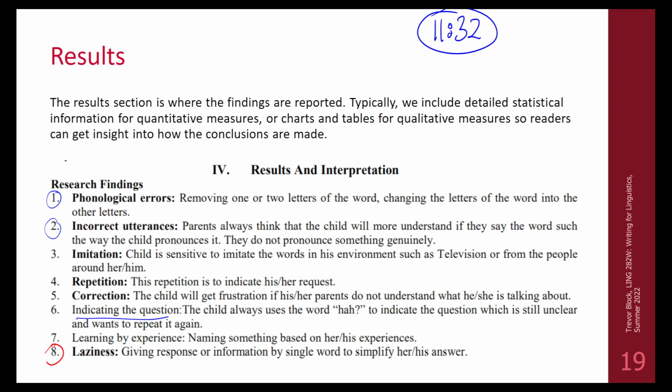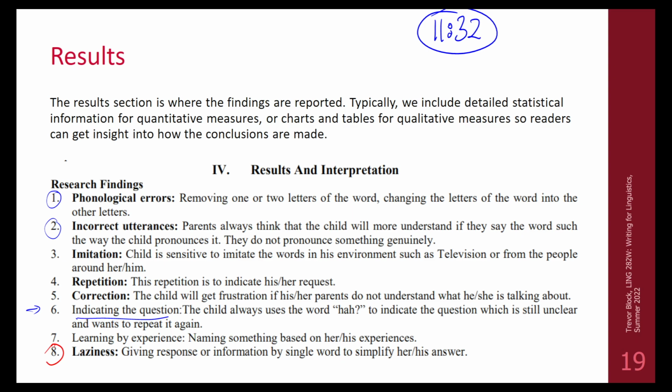There's some other things here, indicating the question, number 6. The child always uses the word ha to indicate the question, which is still unclear, and wants to repeat it again. I don't know what the point of this is at this point. Okay, a child does that. What's the problem? Why is it included?